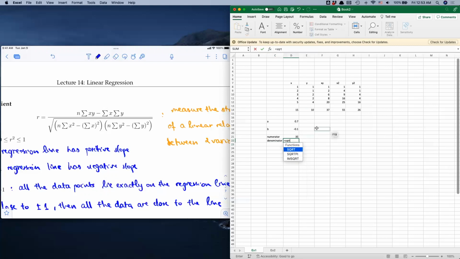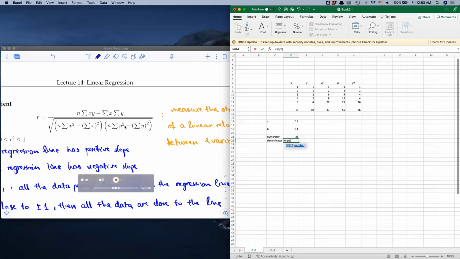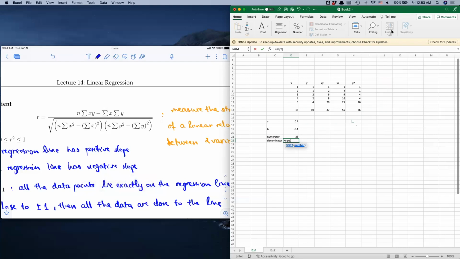The function for square root in Excel is SQRT. So I open the parentheses. I want these two terms under the square root. So SQRT, square root of, let me type in the first part under the square root: 5 times the summation of x squared minus the summation of x altogether squared, close parentheses. So that's the first part.